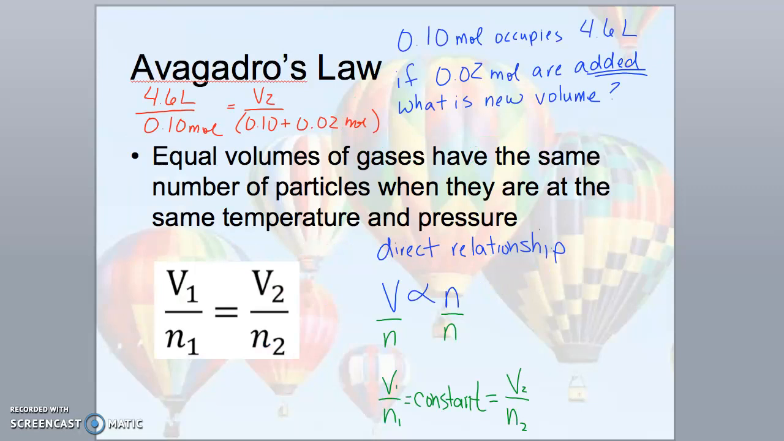Avogadro's back, and he's back to tell you the relationship between volume and the number of particles of gas at a constant temperature and pressure.